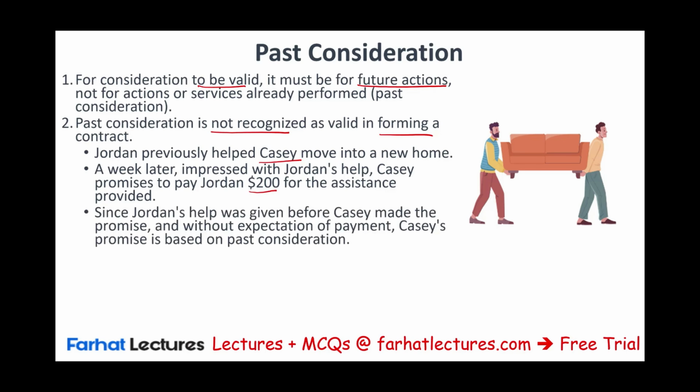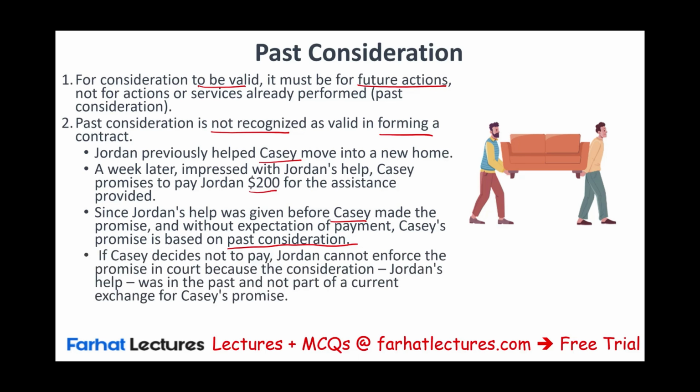Well, since Jordan's help was given before Casey made the promise and without expectation of payment, Casey's promise is based on past consideration. In other words, it's not a valid consideration to form a contract because it's a past consideration. If Casey decided not to pay Jordan, Jordan cannot enforce the promise in court because the consideration to help was in the past and was not part of a current exchange for Casey's promise. Now, before the help, if they negotiated this, then it would be a different story.